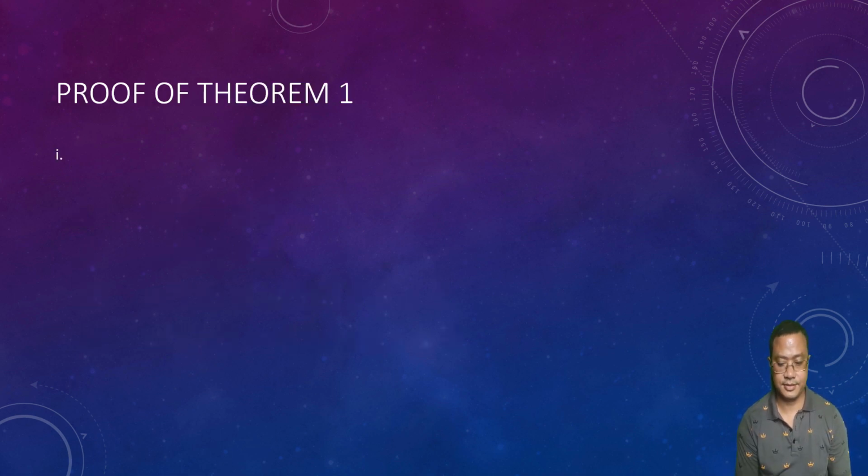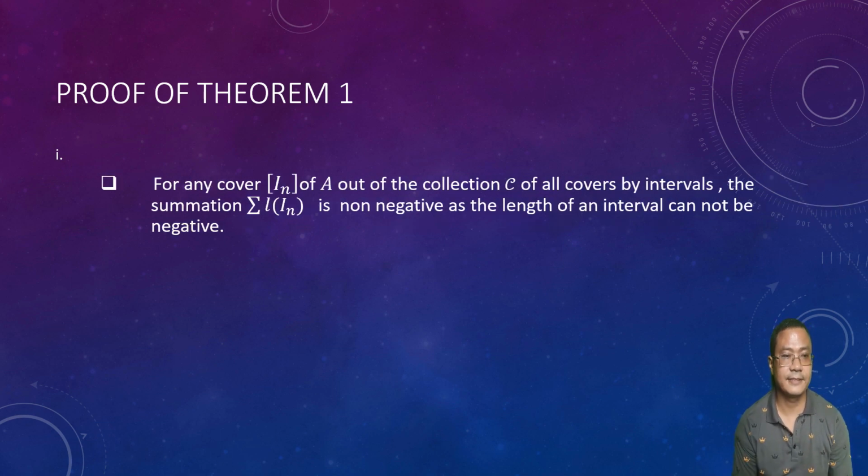Okay, so number 1, let us prove it. For any cover I_n of A, a cover means a collection of intervals whose union is a superset of A. C is the collection of all possible covers of A, and you take a cover I_n from it. The summation of l(I_n), the lengths of the intervals in the cover, is non-negative, as the length of an interval cannot be negative. So if you take the infimum of non-negative numbers, the number will never be negative.